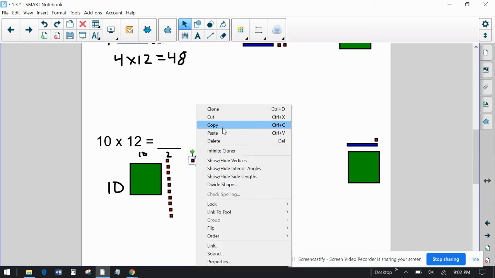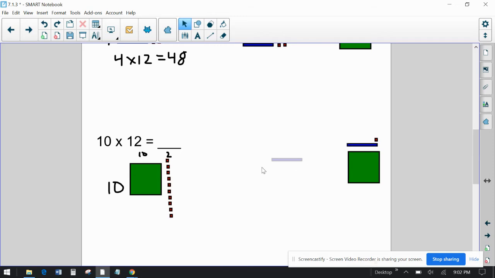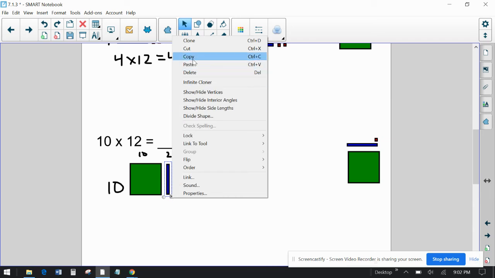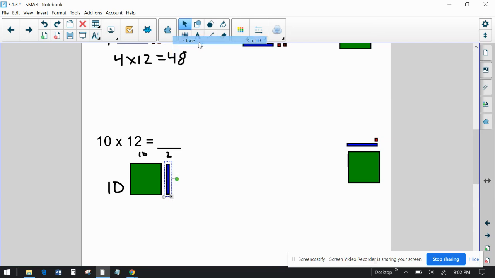for a 10 as well. And I'm going to kind of rotate that over here because they can be exchanged. You want to use the least amount of base 10 pieces as possible. So now we have 10 times 12.